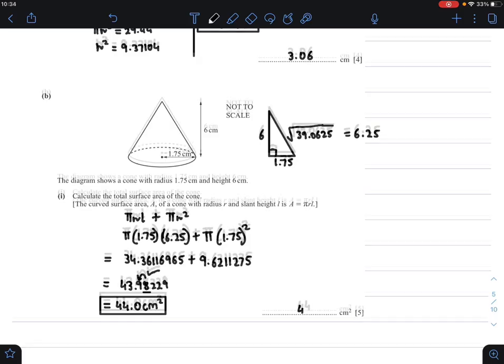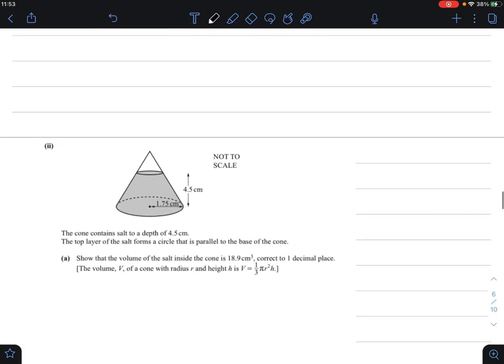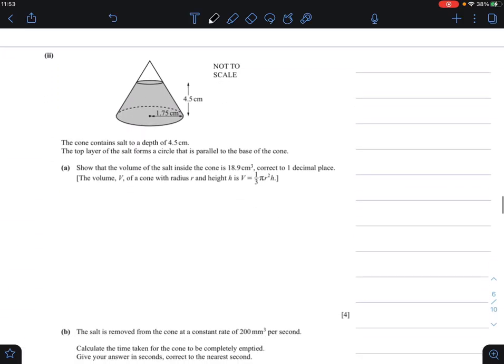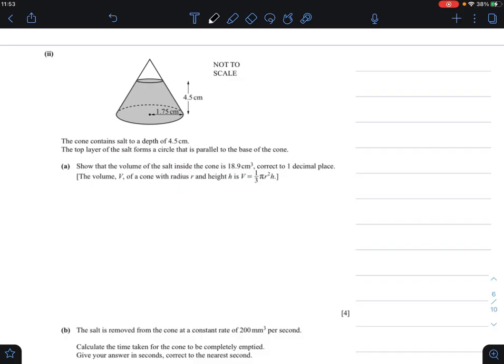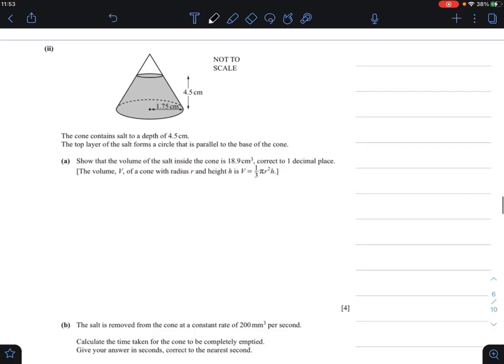Now let's move to part B. Okay, so for part B2A, they are asking us to show that the volume of the salt inside the cone is 18.9 centimeter cube. So let's first find the volume of the entire cone, and then just minus the top part of the cone.